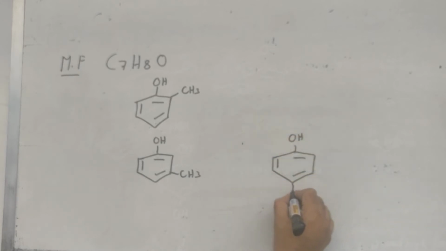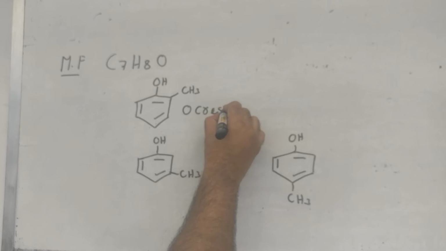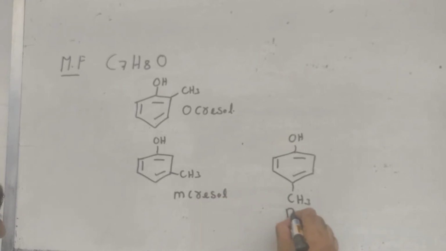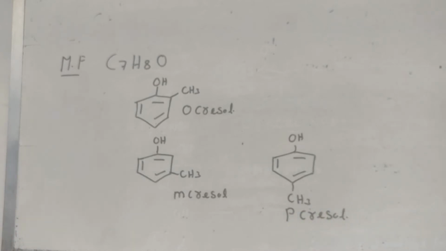All the three are commonly called cresols. So this will be called orthocresol. Ortho means 1, 2. This will be called metacresol, in which benzene has got OH group as well as CH3. That's a common name. This will be paracresol. So we've got three isomers: ortho, meta, para cresols.